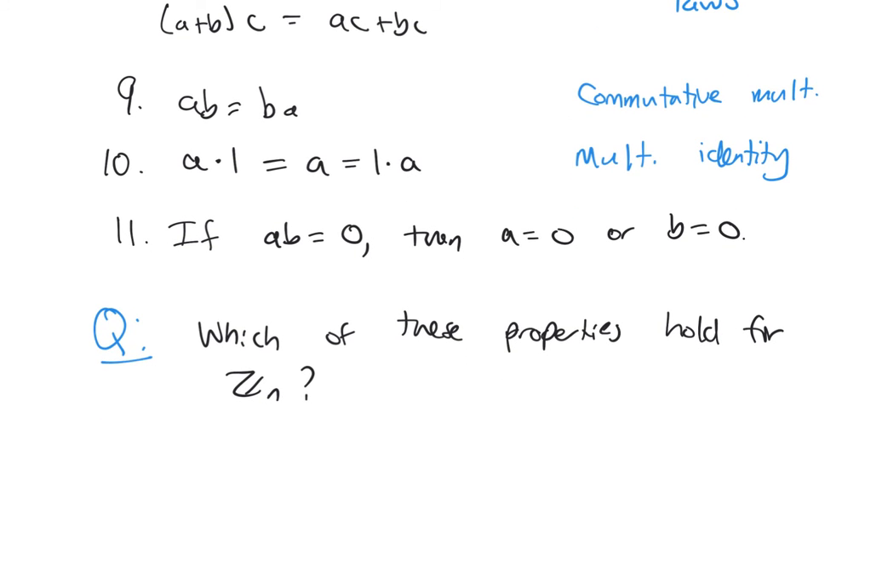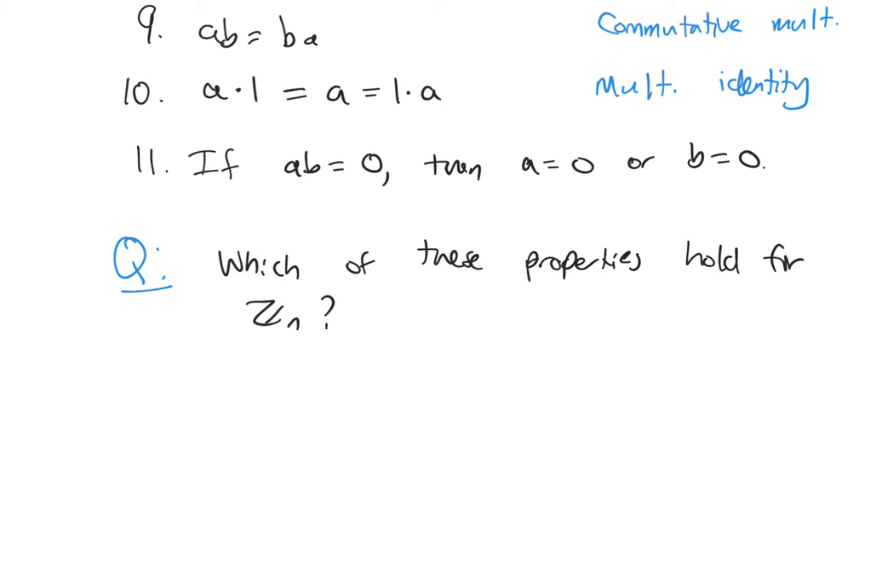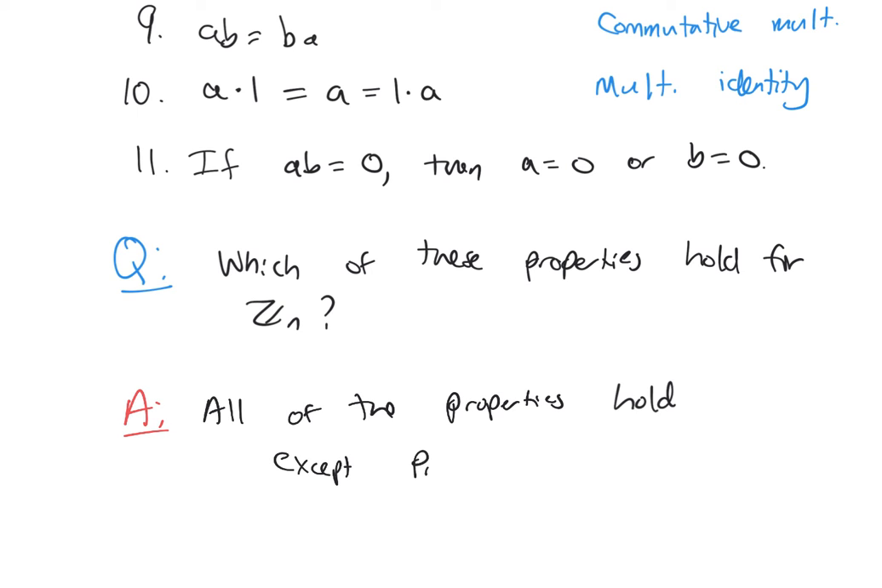And remember that the reason why we're comparing this is because we start with integers to get Zn, and our addition and multiplication defined for Zn are related to our addition and multiplication for Z. And so the answer to this question is that all of the properties hold except the last one, property 11.